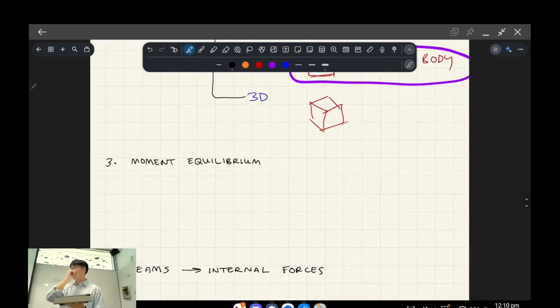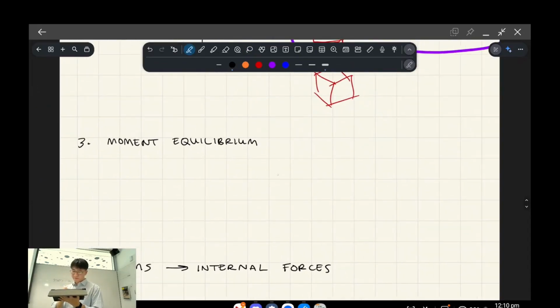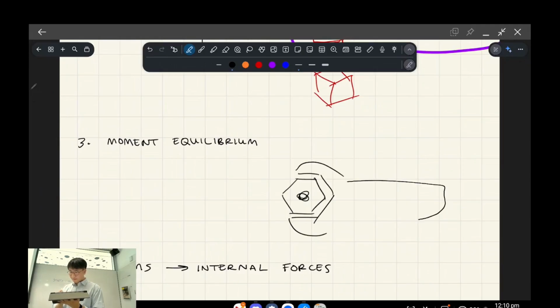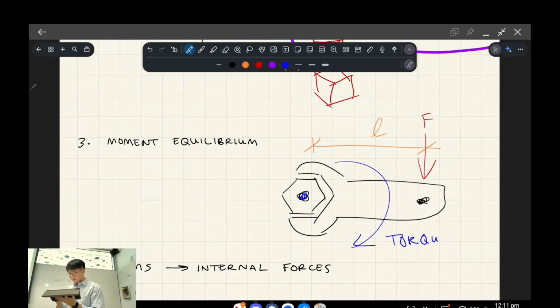All right, the next thing is moment equilibrium. So let's say, for example, you've got a nut and a wrench or something like this, okay? And the axis of the nut is basically into the page, like you can see. And if you're applying a force there, you've got something called a lever arm, which is the distance from the force to the point of rotation, right? This is called a torsional torque, I guess. So this is a force, and the whole thing generates something called a torque, right?